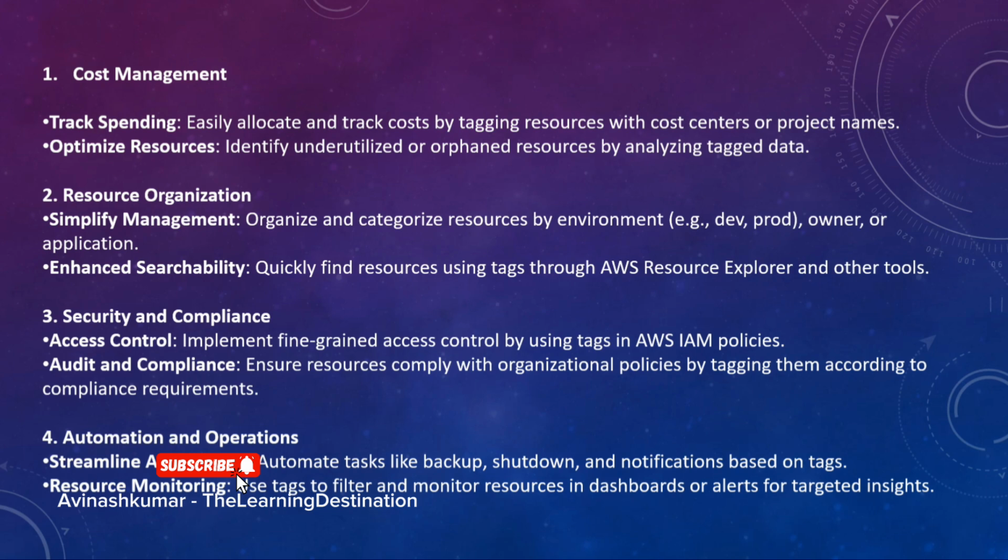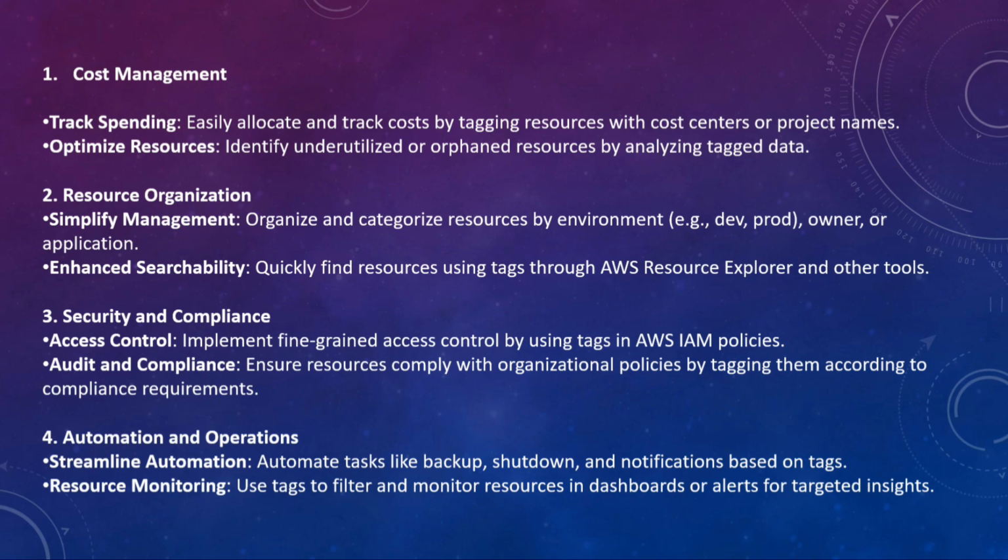Okay, so first, from the cost management perspective, we can track spending. We can easily allocate and track cost by tagging resources with cost centers or project names. We can also optimize resources: identify underutilized or orphaned resources by analyzing tag data. Okay, this is from the cost management point of view.